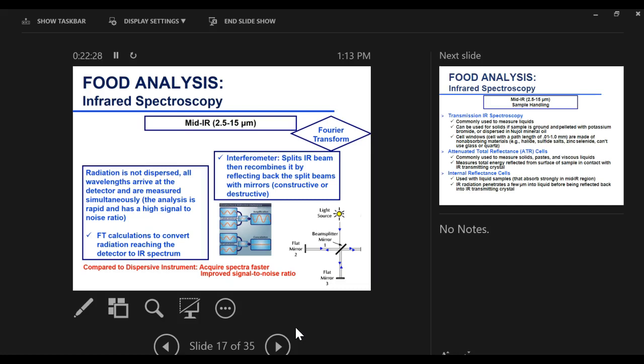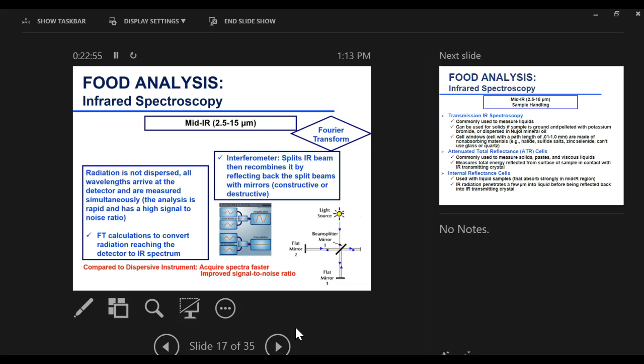In this case, you don't have dispersion of light. All of the light hits the sample, and then the sample absorbs at the different wavelengths, and all of these wave absorption or transmission or reflectance of light, we'll see that there are different forms, will get used and converted to a spectra using highly functional mathematical calculations.